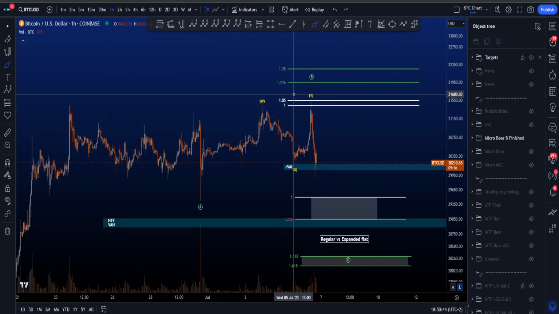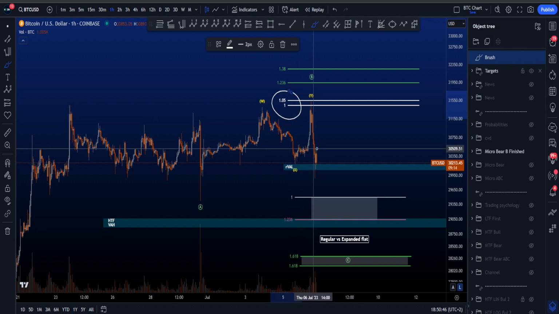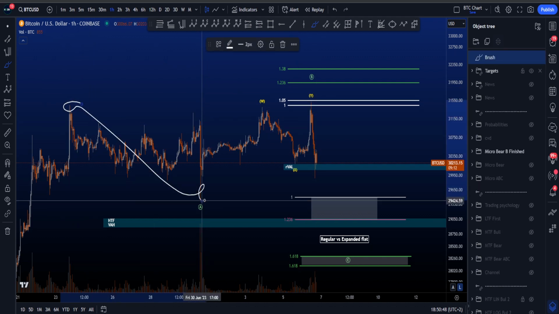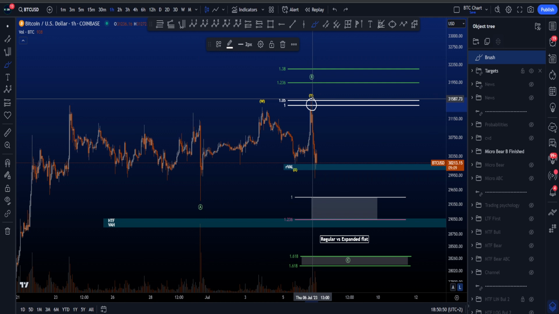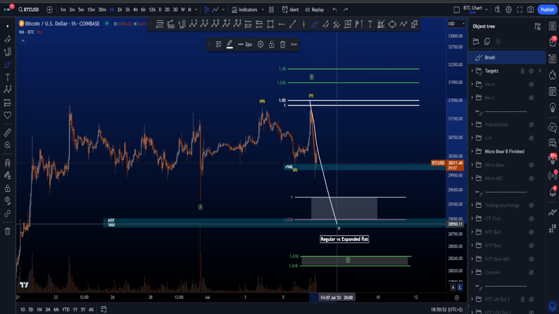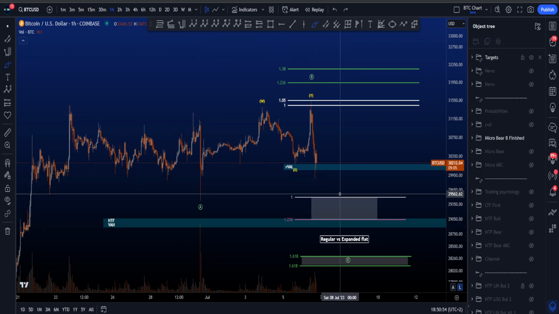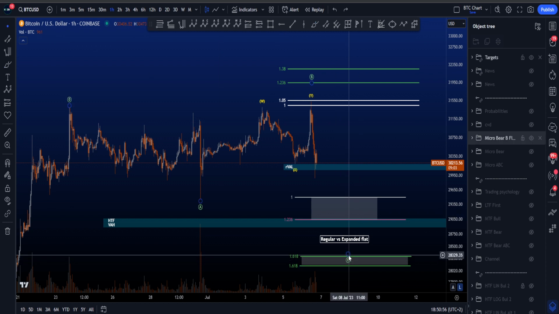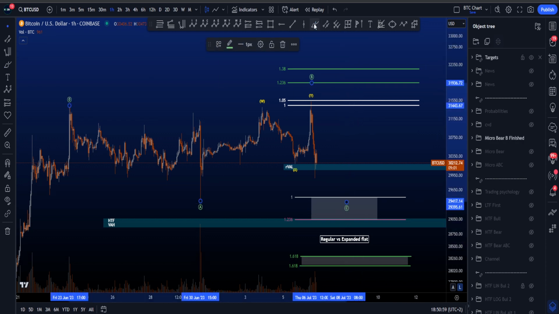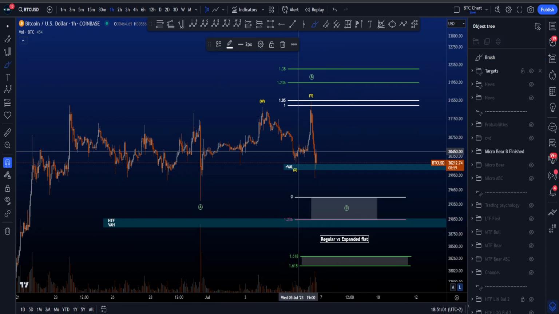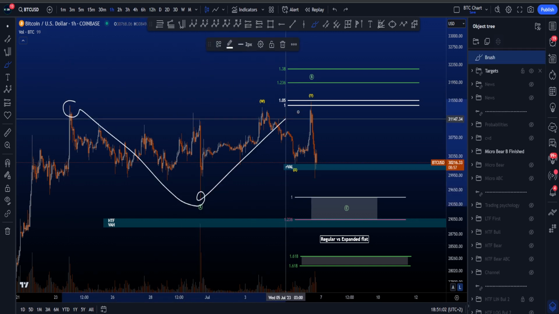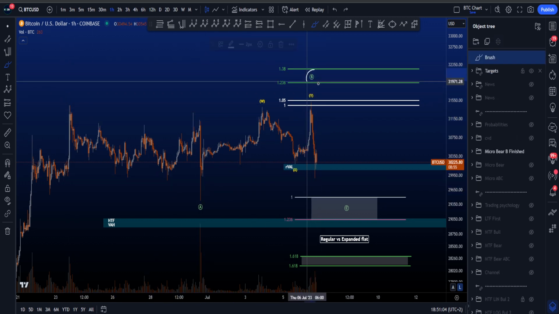A regular flat's most common target is between the 1 and the 1.05, taken from the high to the low of this wave A, which has been nicely respected, for then a wave C to the downside. The most common target area for this wave C is going to be this white box between the 1 and the 1.236, taken from the high to the low of A to then the high of this wave Y, which is the high of B.